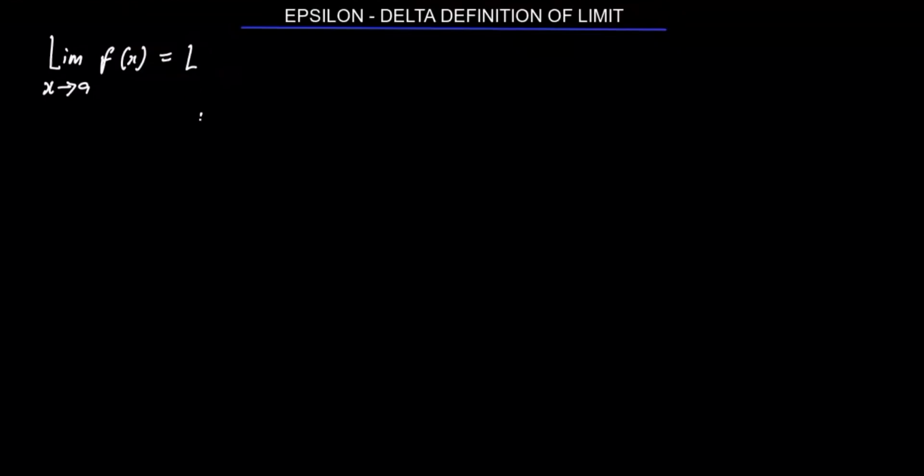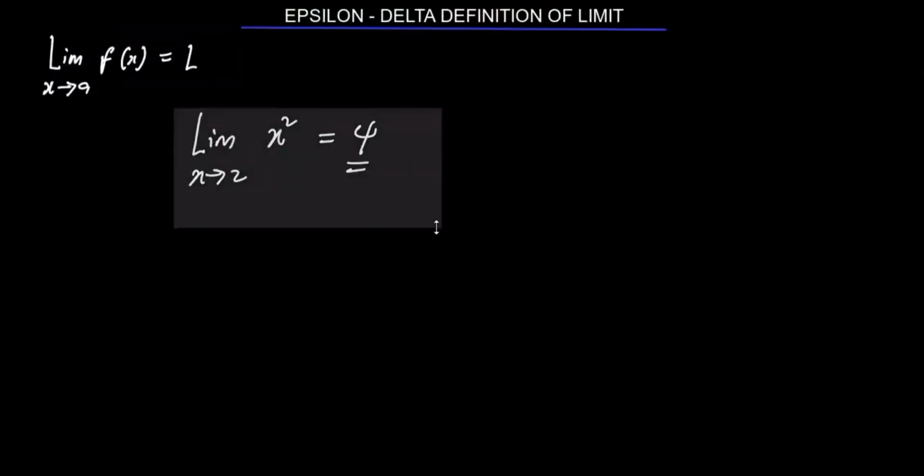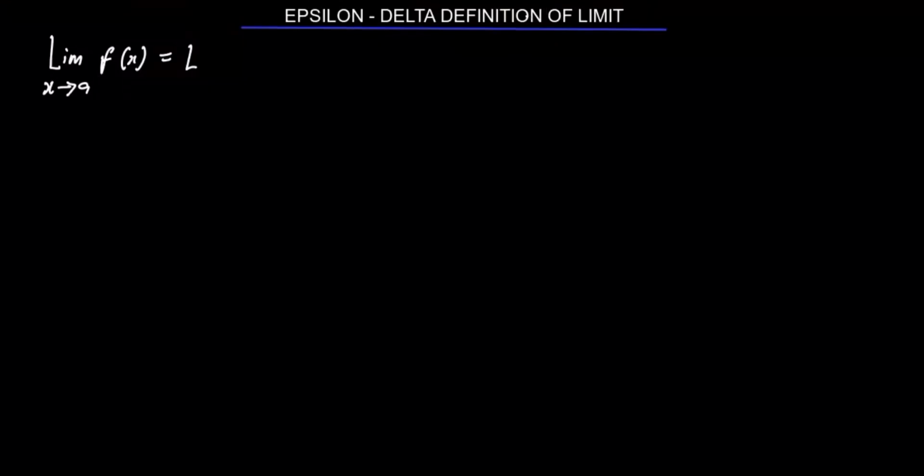For example, if I have the limit as x tends to 2 of, let me say, x squared, we all know that the answer to this will give me 4. How true is this? That's when we employ the epsilon delta definition of limits. We will use this concept to prove if the limit truly is equal to 4. Now, what is the definition and how do we prove it? Pay attention to this.